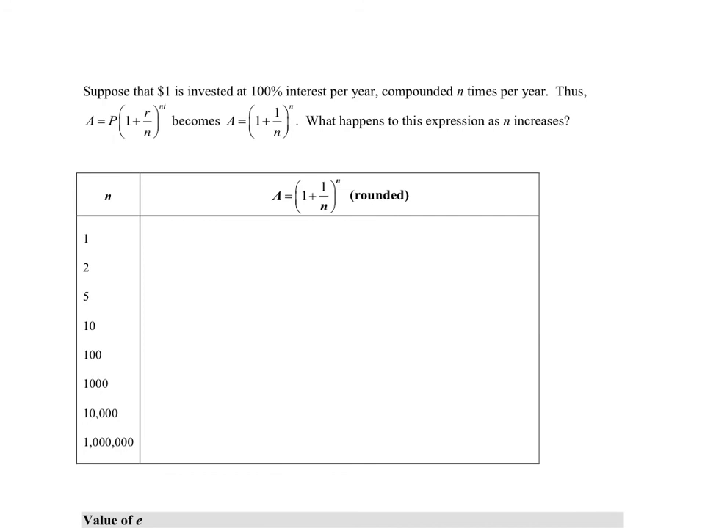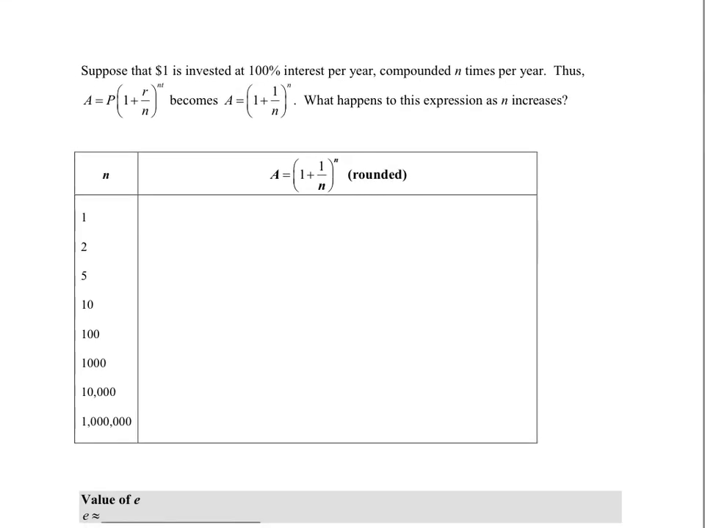Let's see what happens the more often that we compound it. So if you look at our formula, since R is going to equal 100%, when you change that to a decimal number, it becomes 1. Look what happens if we were to plug into this table. When n is 1, we would have 1 plus 1 over 1 raised to the first power, which is 2, which makes sense, because if our money is going to earn 100% interest, that means it's going to double in 1 year.